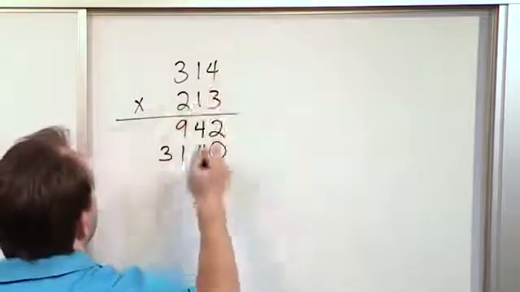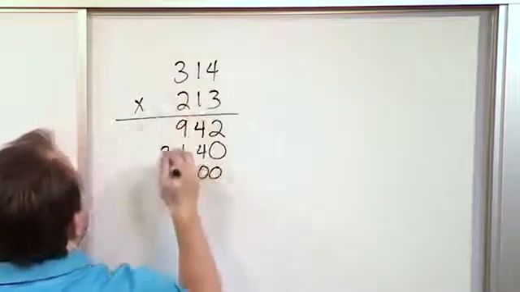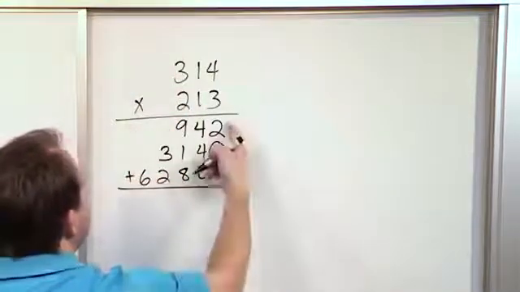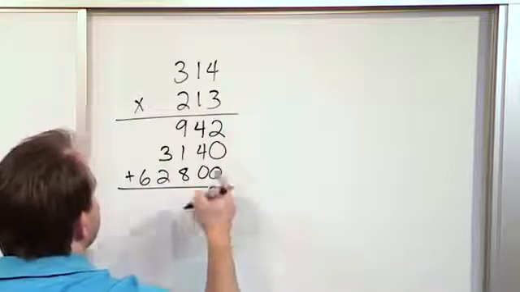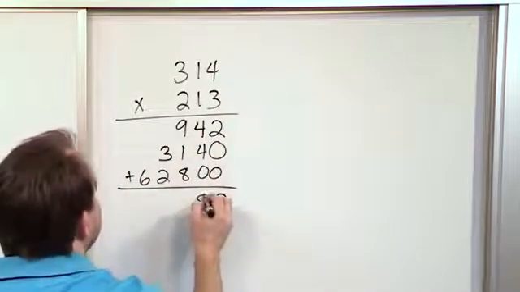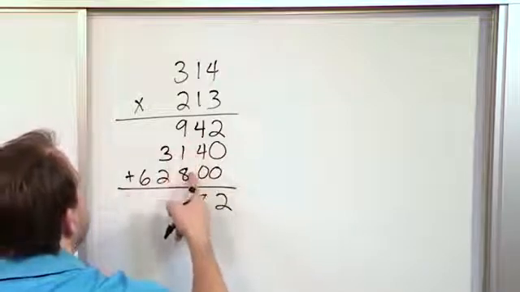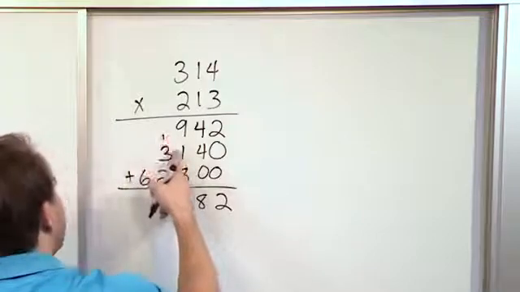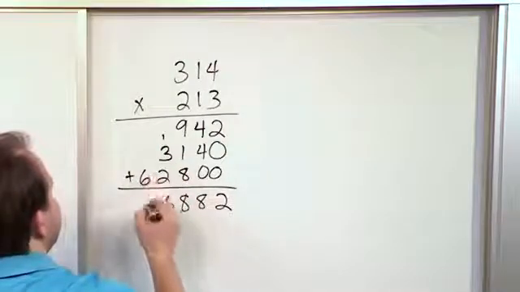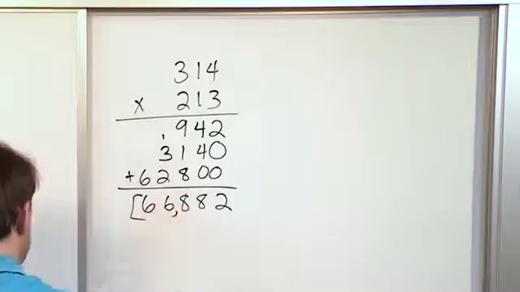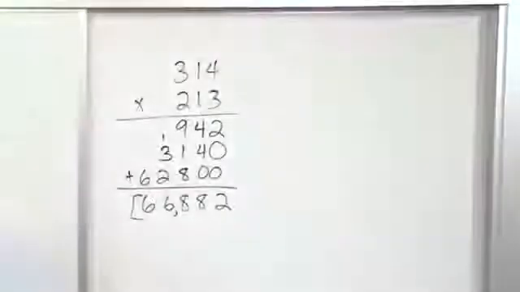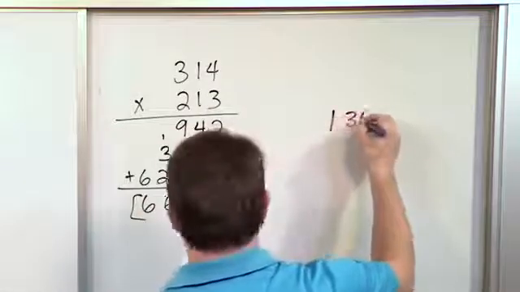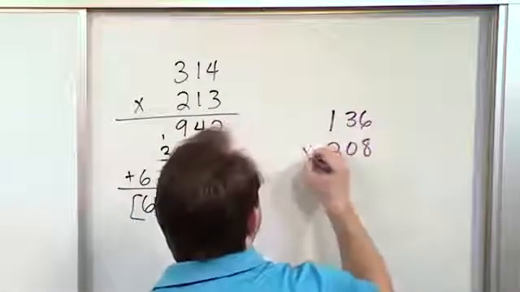So 2 times 4 is 8. 2 times 1 is 2. 2 times 3 is 6. And then we add all this stuff, same as we did before. The 2 plus all those zeros is 2. 4 plus 4 plus 0 is 8. 9 plus 1 is 10, plus the 8 is 18, so we put the 8 here, carry the 1 over here. 3 plus 1 is 4, plus 2 is 6, and then the 6 just stays for the ride, 66,882.